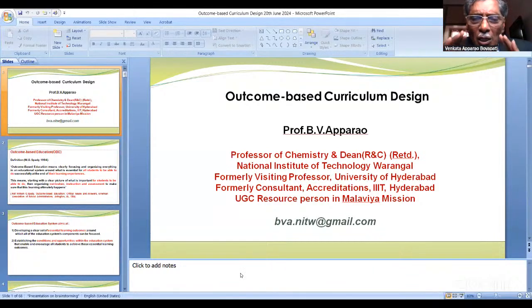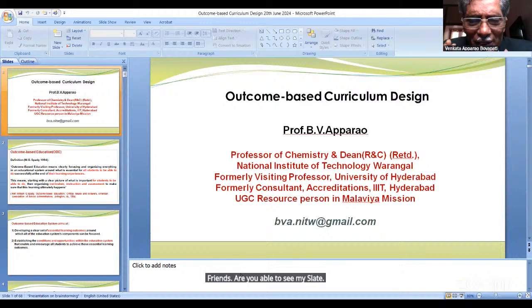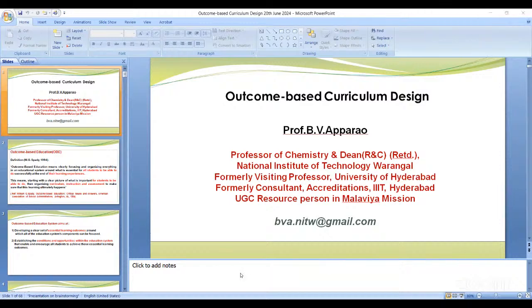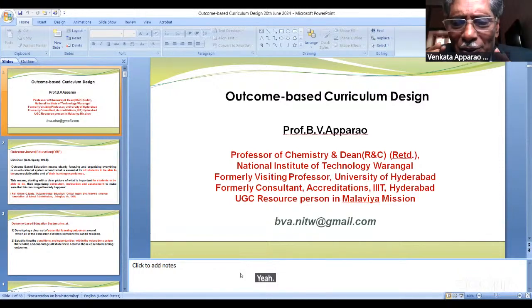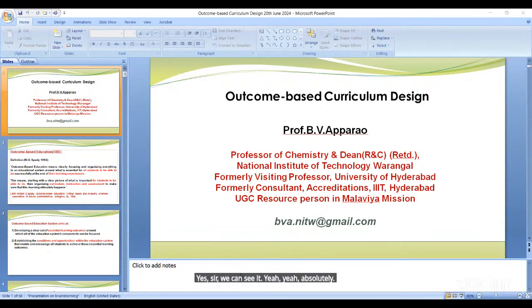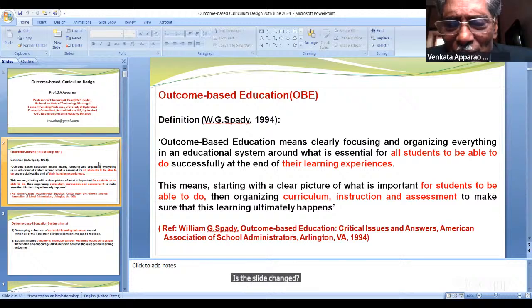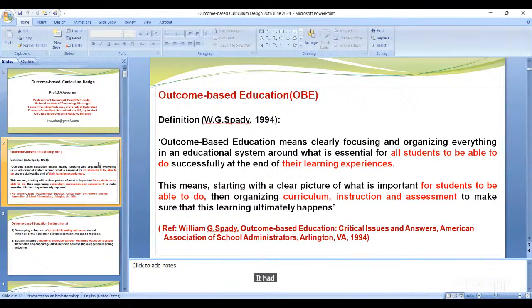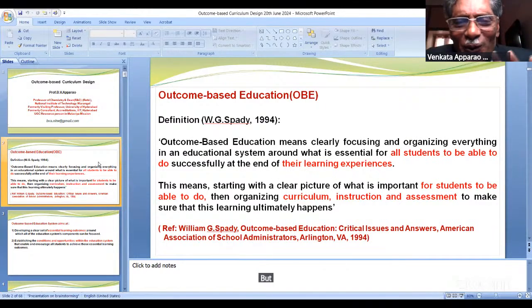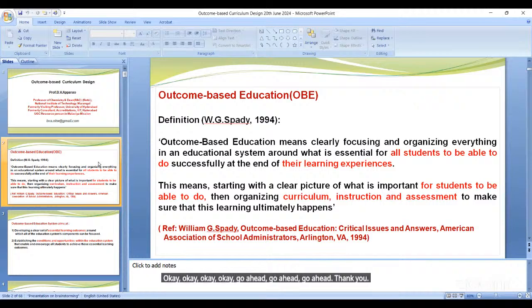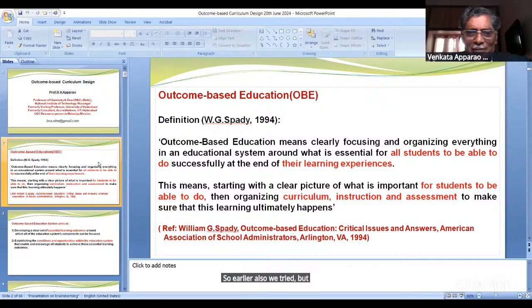Friends, are you able to see my slide? Yes, sir, we can see it. Am I audible to you? Yeah, absolutely. So now I am changing the slide. Is the slide changed? It had changed, but you can better go for the slideshow mode. But full slide mode is not possible with the Zoom in my computer. Okay, go ahead. So earlier also we tried, but it was not possible.